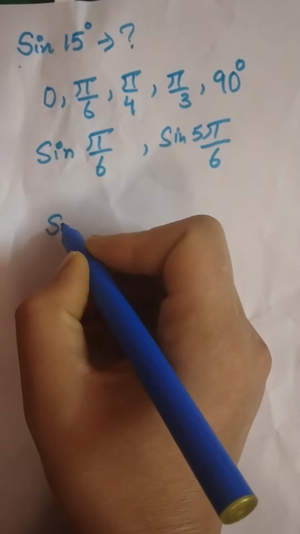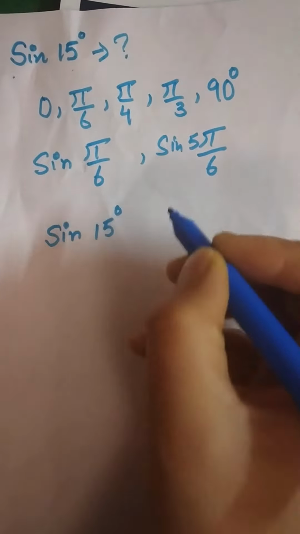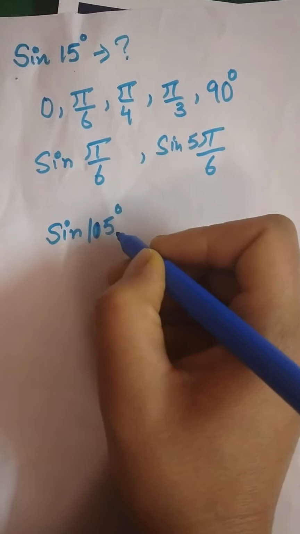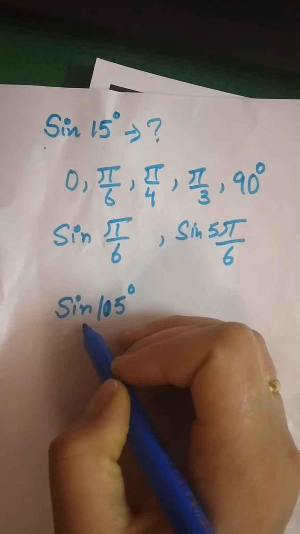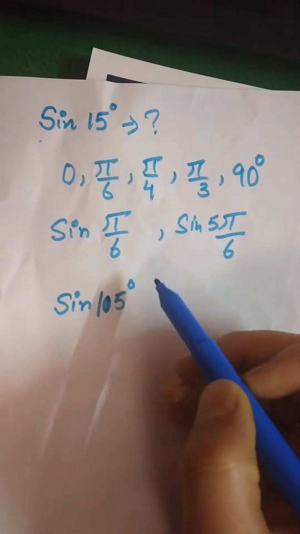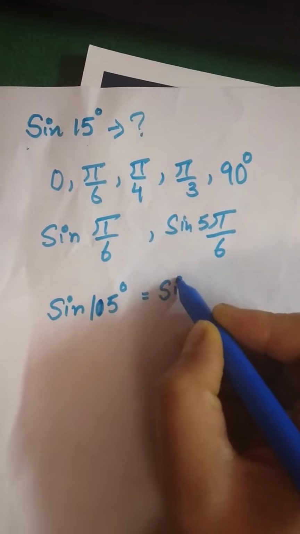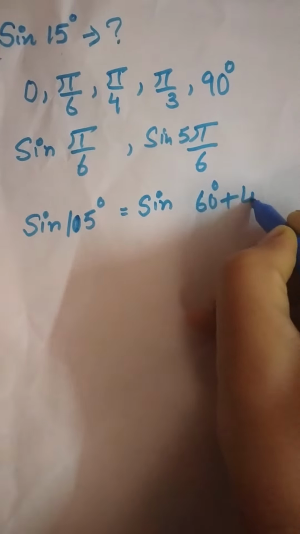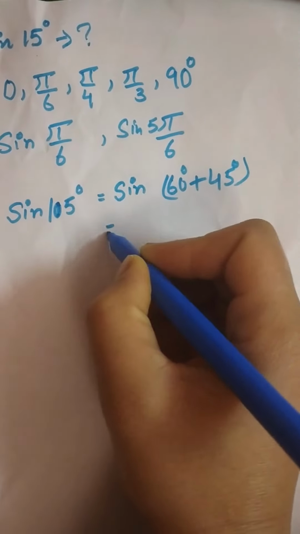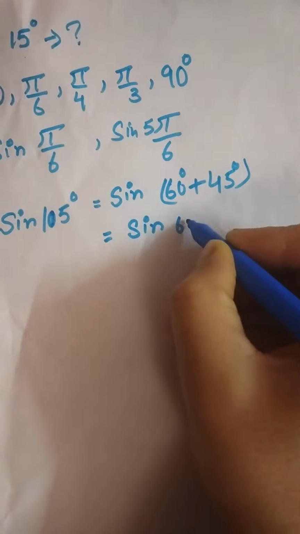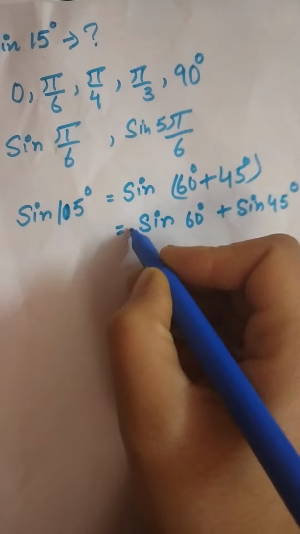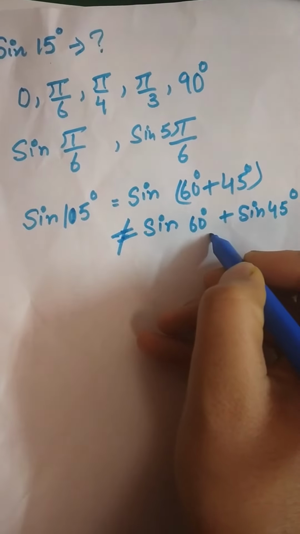And how is that? Just like sine 15 degrees, or let's not take 15, let's take 105. Now this can be written as a combination of these. How come? Because this is actually equal to 60 degrees plus 45 degrees. Now if you are thinking that this is sine 60 degrees plus sine 45 degrees and the problem is sorted, then you are completely wrong, because this is not equal to this.